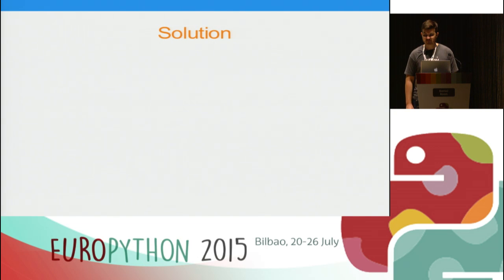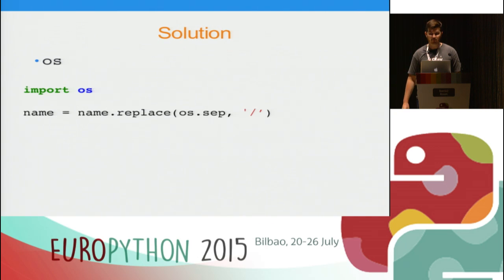So the general solution to handling these is to use the OS library. There's a lot of neat functionality that will let you handle a lot of these things that you may run into. For example, you can use the os.sep property, which will determine what separator is used for your path, and you can replace it with a normalized version, which was a / in my example.